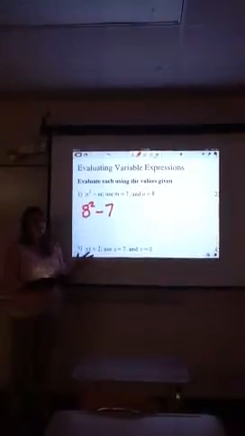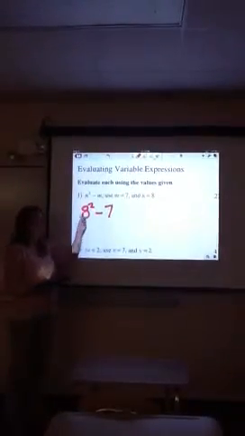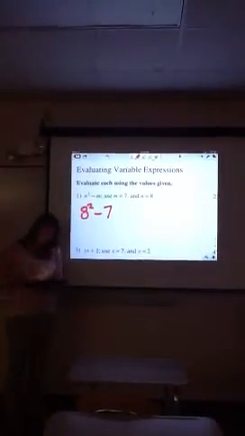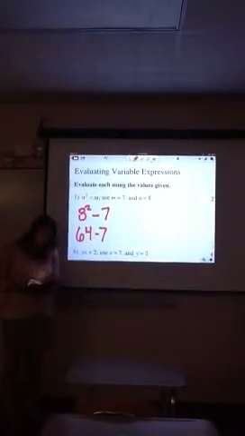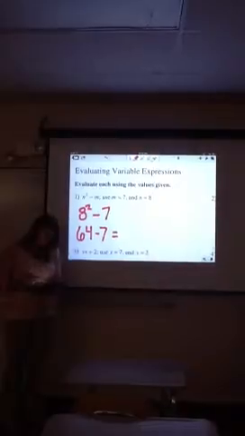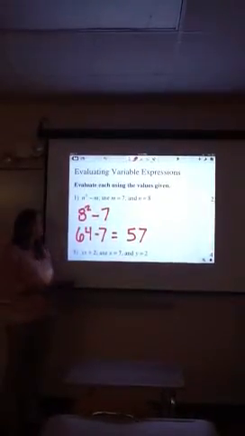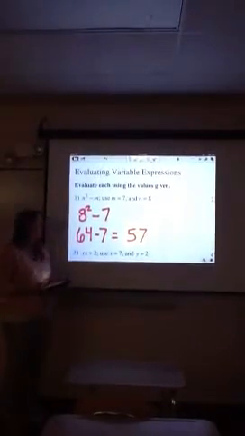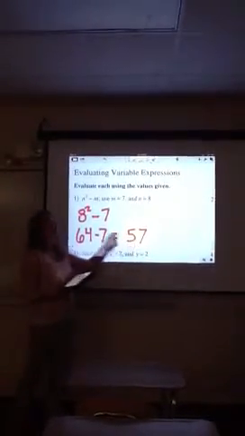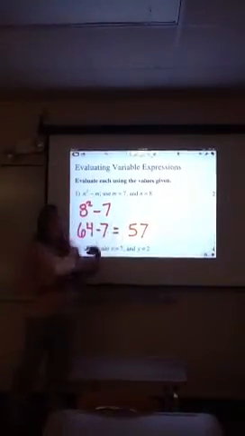Have to pay attention to order of operations. The first thing I want to do is this exponent, 8 squared. 8 times 8 is 64. 64 minus 7 leaves us with 57. And this is our answer. We've evaluated this expression using m equals 7 and n equals 8.